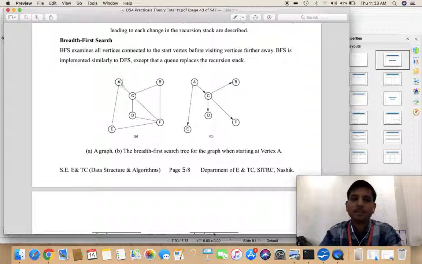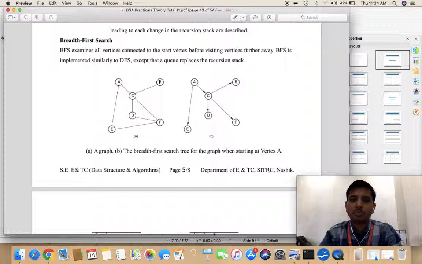Then after that, now we DQ A because all the vertices of A are visited. So now next one is C. So we have to DQ C, but before DQ C, we have to visit all the unvisited neighbor vertices of C. So the unvisited neighbor vertices are B, F and D. So that's why we are visiting them. First we are visiting B, then D and then F.